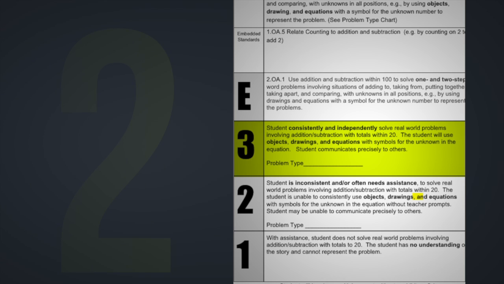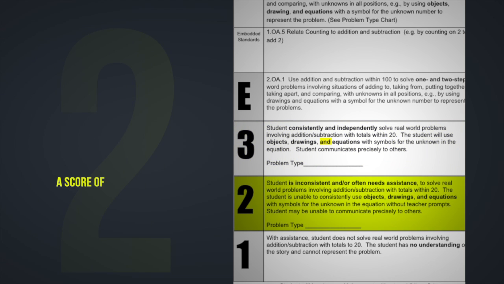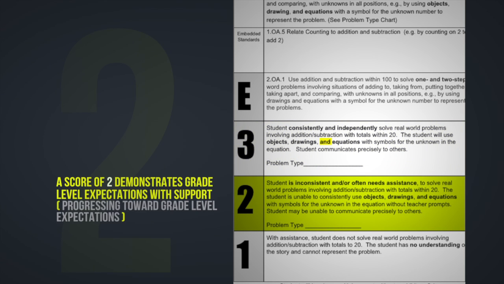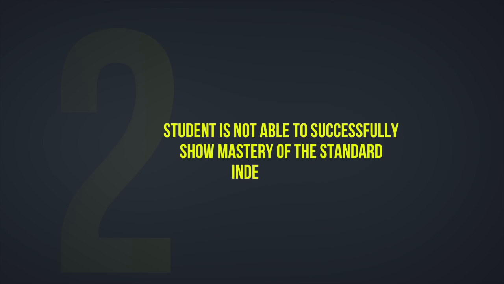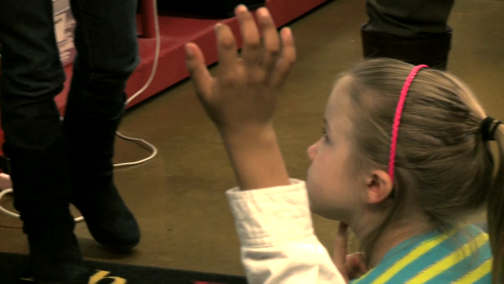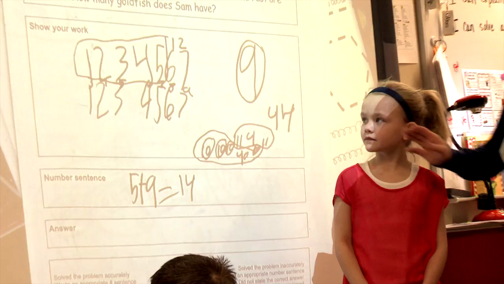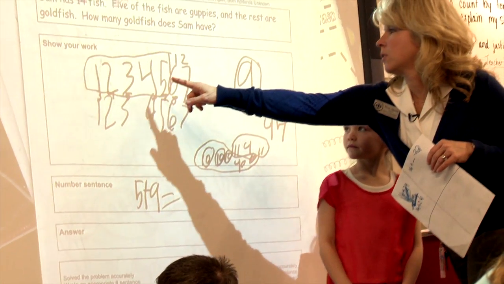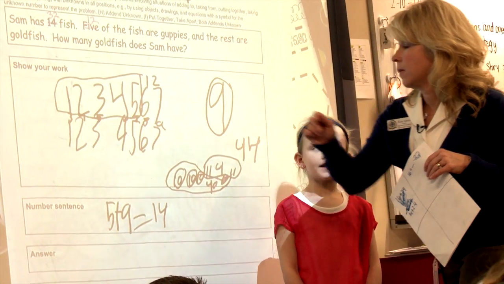A score of 2 indicates that a student demonstrates grade-level expectations with support and is progressing toward grade-level expectations. A parent should expect to see a 2 when the student is not able to successfully show mastery of the standard independently, but may be able to with support, or may show mastery of simpler content. For example, the student may be able to show mastery of prerequisite skills leading to the standard.